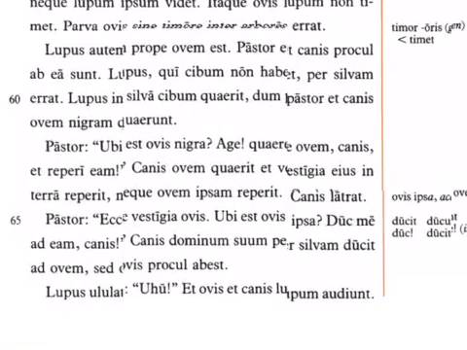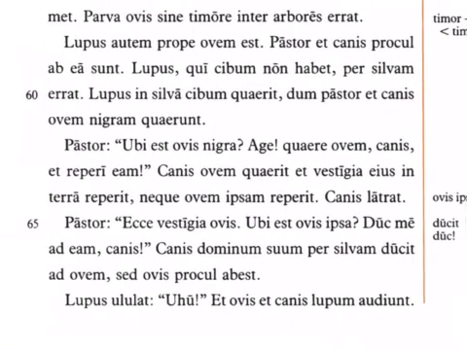Lupus autem prope ovem. The wolf, however, is near the sheep. Pastor et canis procul ab ea sunt. The shepherd and the dog are far away from it, or far away from her, if you wish. Notice ea is referring to the sheep, which ovis is a feminine word in Latin, so that's why ea, the pronoun here, looks feminine.